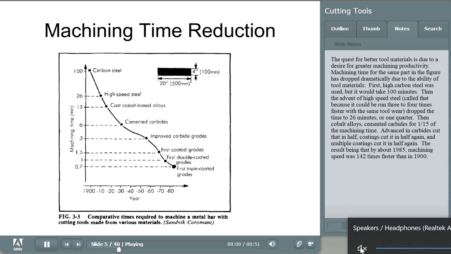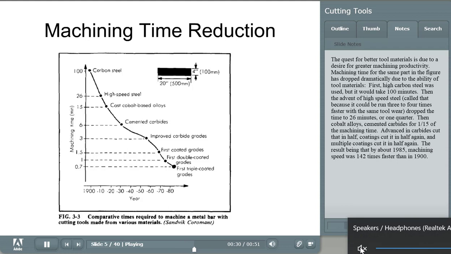Machining time for the same part in the figure has dropped dramatically due to the ability of tool materials. First, high carbon steel was used, but it would take 100 minutes. Then the advent of high-speed steel, called that because it could be run 3 to 4 times faster with the same tool wear, dropped the time to 26 minutes, or about 1/4.